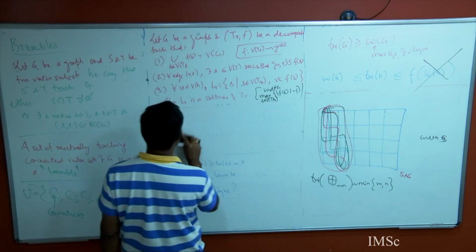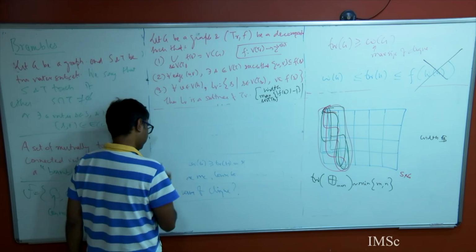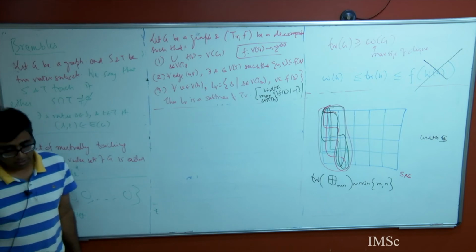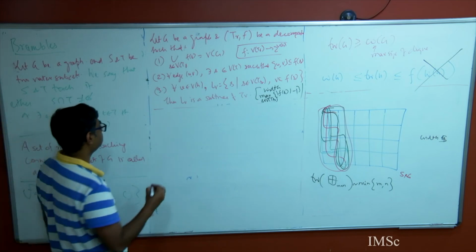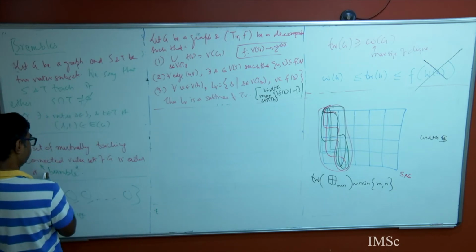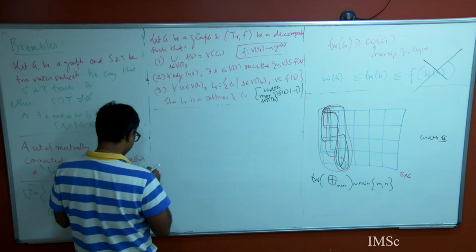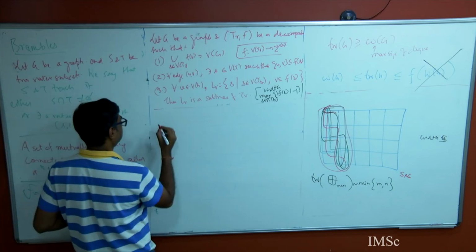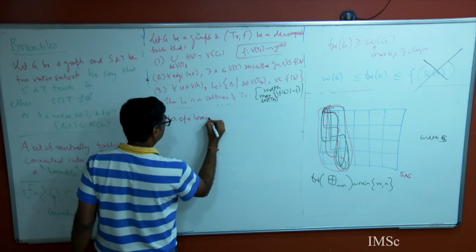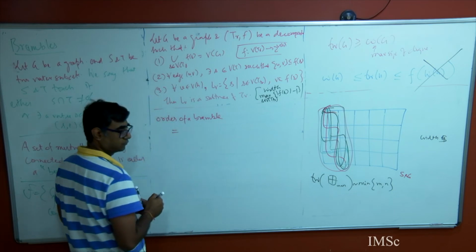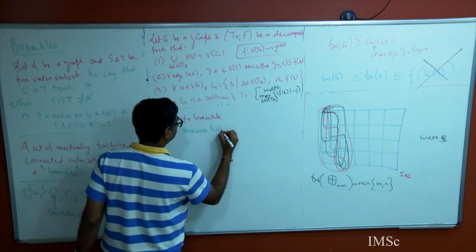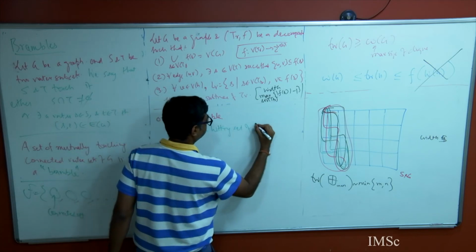I am still keeping this definition so that hopefully it will skim through your head. So a set of mutually touching connected vertex sets of G is called a Bramble. And now there is a notion of order of a Bramble. What is the order of a Bramble? It is the minimum hitting set of F.